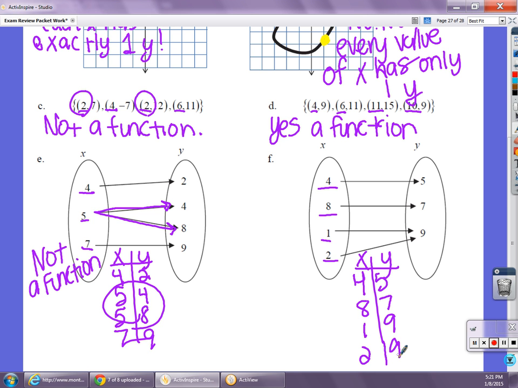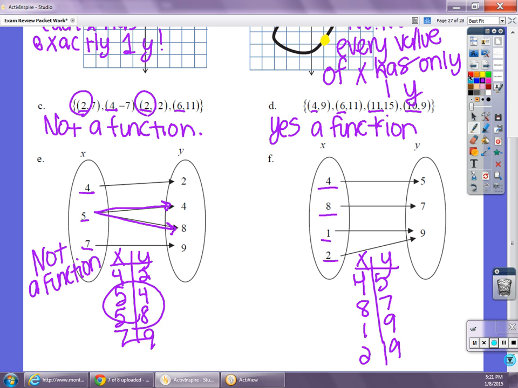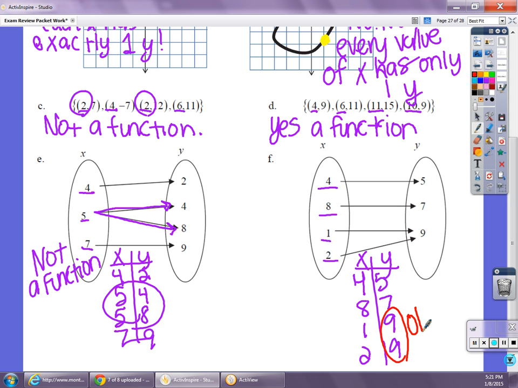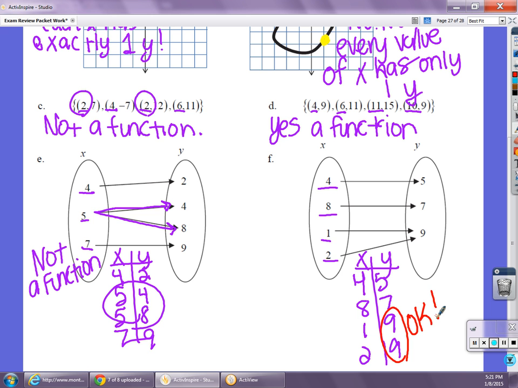Be careful here. Remember the rule is that each x value has exactly one y. We're actually allowed to repeat y values. So we're going to say yes, this is a function. It's only the x values we're worried about. And since each x value is different here, then we know that this is a function.